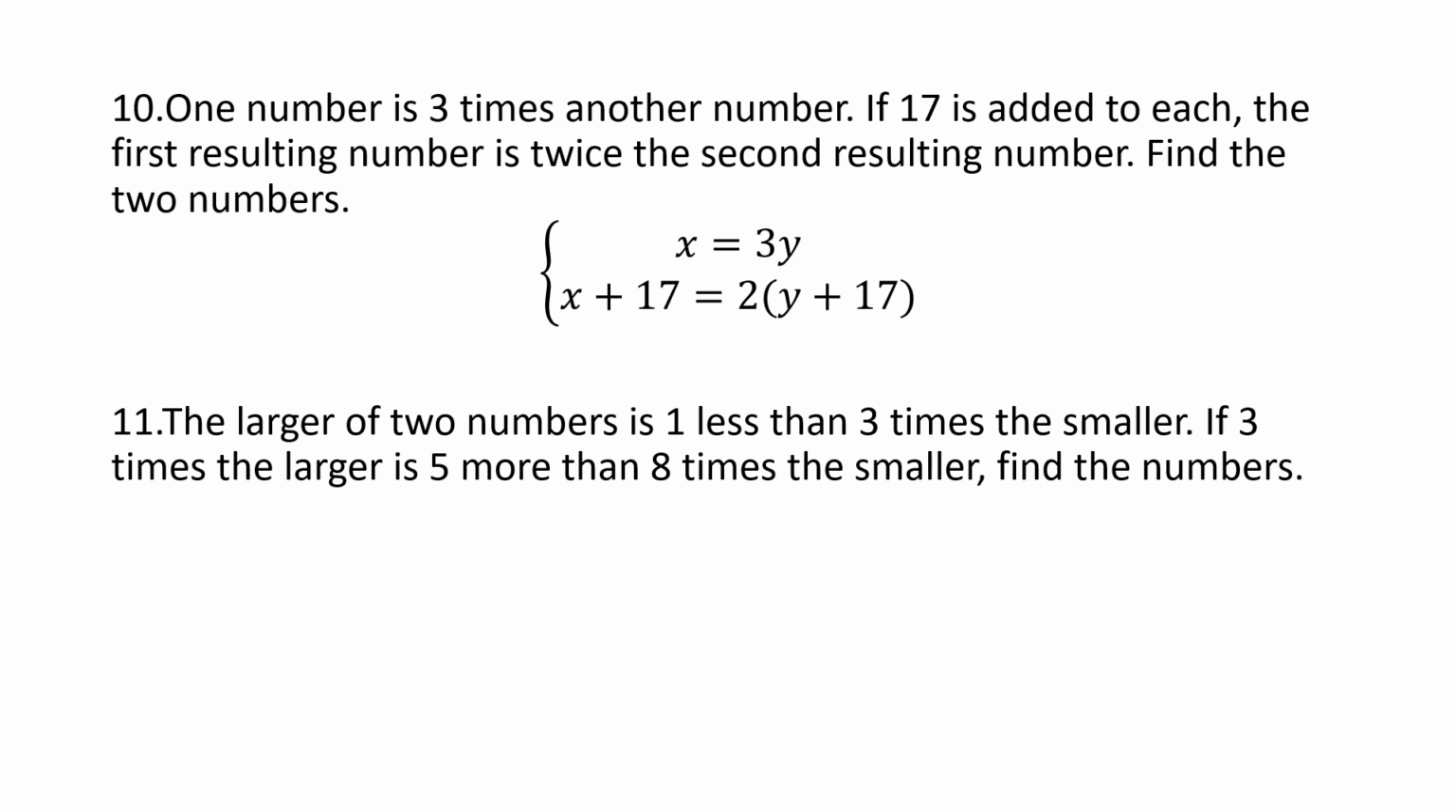Number 11. The larger of two numbers is 1 less than 3 times the smaller. So let's call x the larger, y the smaller. So the larger of the two numbers, x, equals 1 less than, and where do those less thans need to go? At the end, 3 times the smaller, so 3y. If 3 times the larger, 3x, equals 5 more than, that goes at the end, 8 times the smaller.